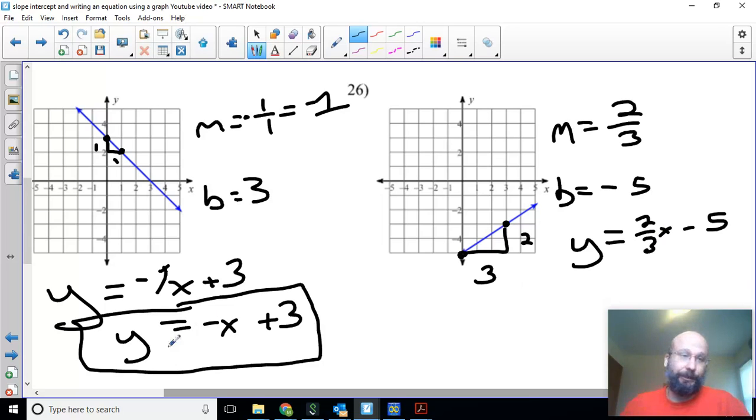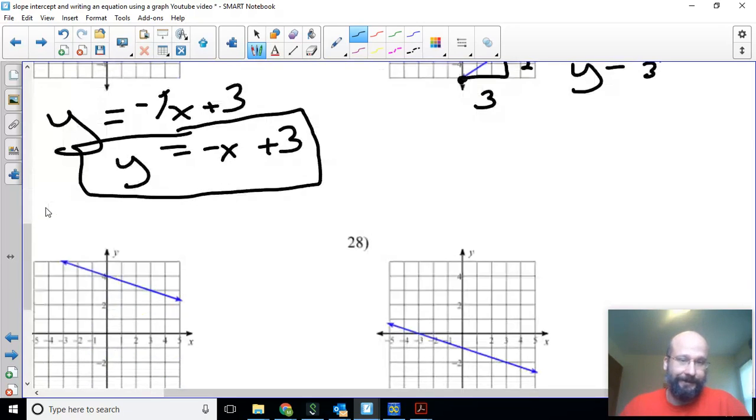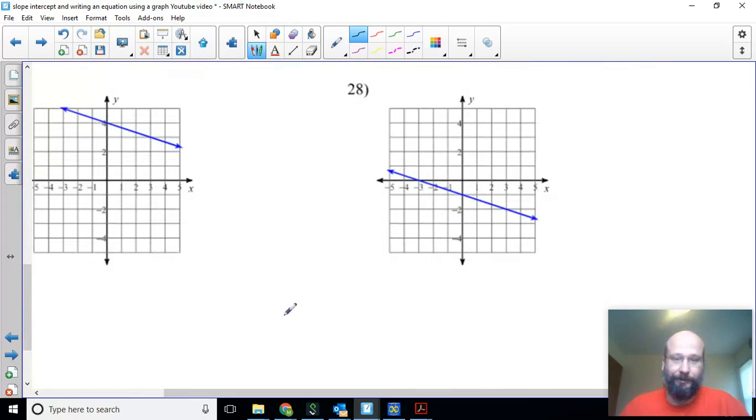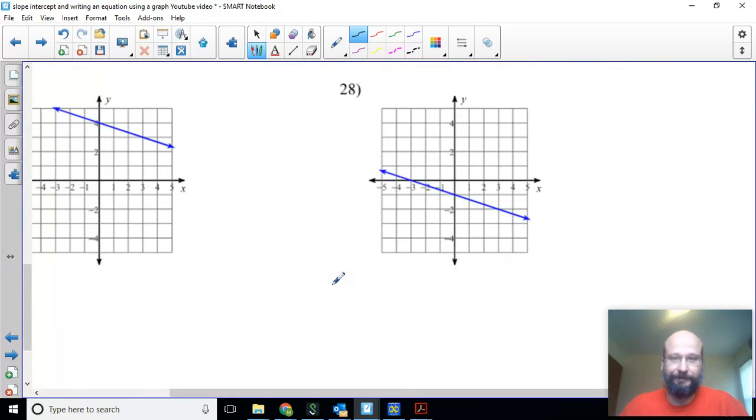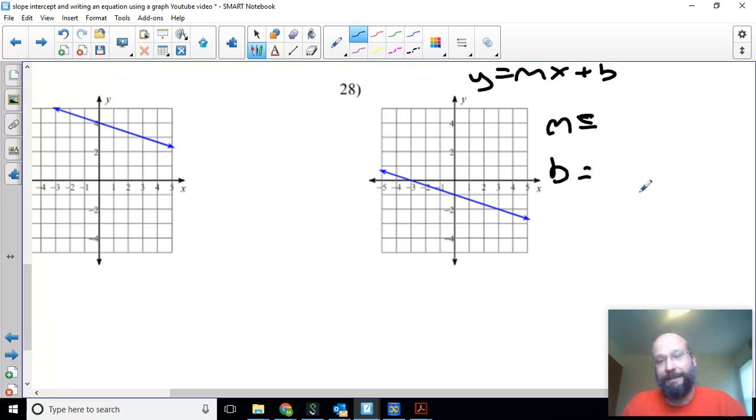I might have went over that a little too fast in hindsight. So let's do one more. And this one I'll go step by step. So we want the equation. The question's asking us to give this equation in slope-intercept. Y equals mx plus b. So I need to find my slope, which is m, and I need to find the b, which is the y-intercept. The b is going to be the easiest part.